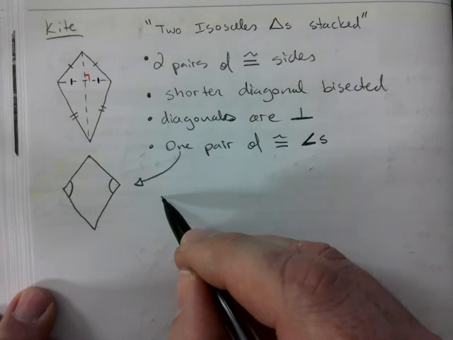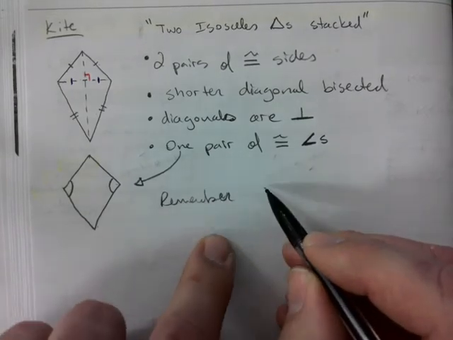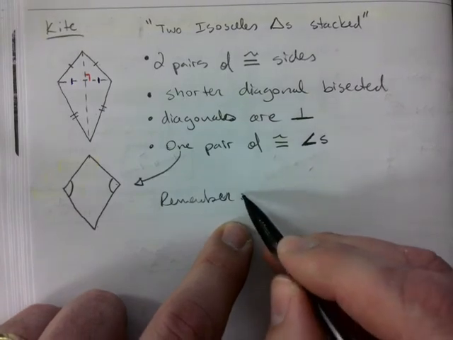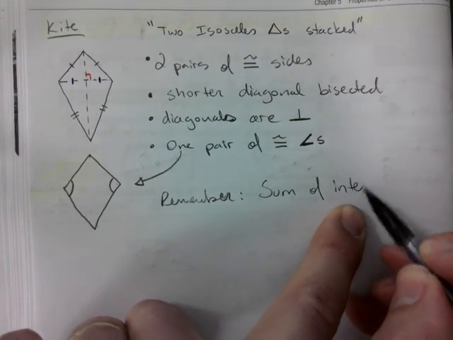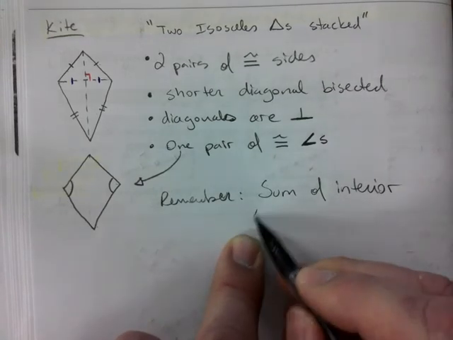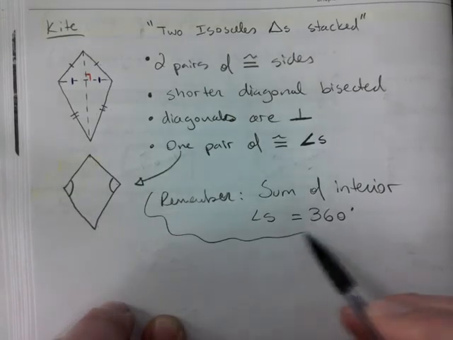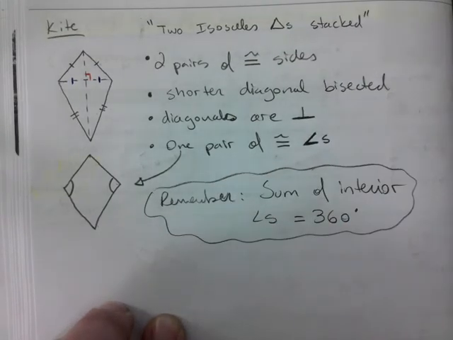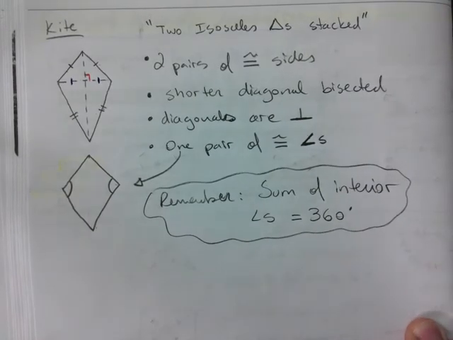Remember? Sum of interior angles is always equal to 360. All of these quadrilaterals is always 360 if you were to add up all four angles.